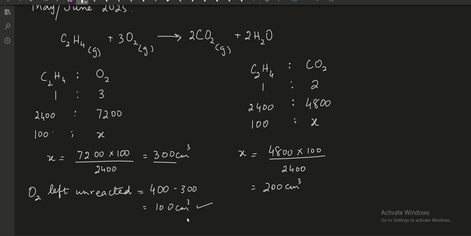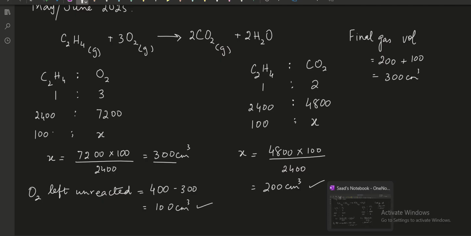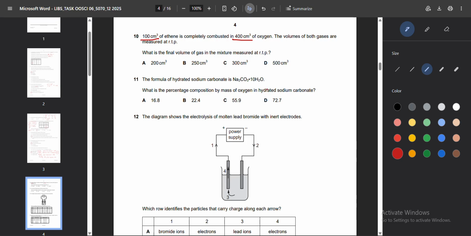Now we have 100 centimeter cube of oxygen and this much carbon dioxide which is produced as a product. So what is the final gas volume? Final gas volume would be 200 plus 100, so it will be 300 centimeter cube. This much volume would be present after the reaction is completed, or it would be the final volume of the gases.